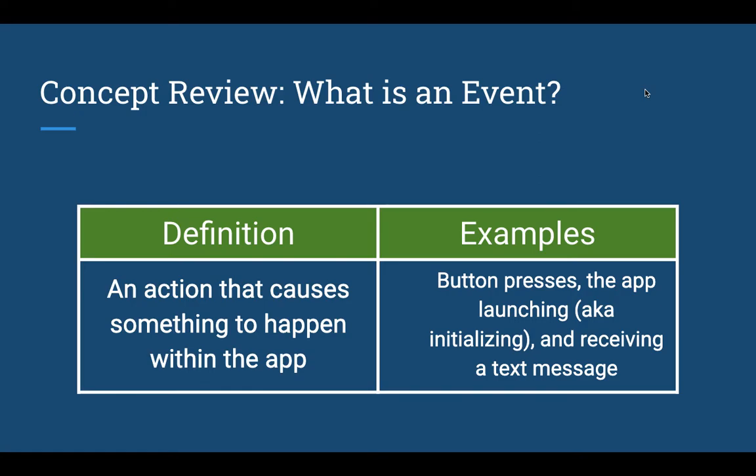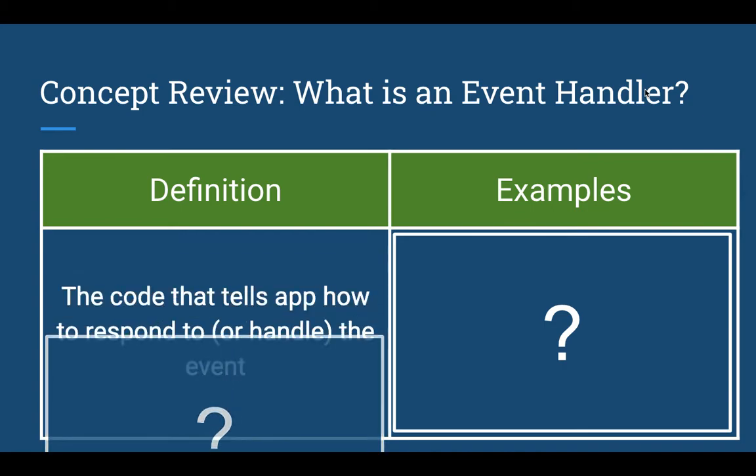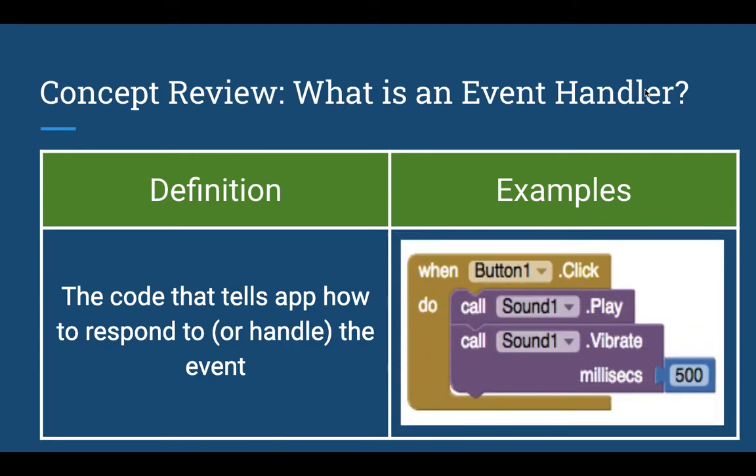There are some app-based events. So the app launches, that's a term we call initializing, or maybe your phone gets a message and that causes a response. So there are events that are not user-generated, but an event generally is anything that happens that causes a response. So an event handler, as has been mentioned, is the code that tells the app how to respond or handle the event. I think a simpler way we put it is the event handler is the event plus the response. So in the example there, you can see when the button is clicked, it plays the sound. So the event is the button clicked, and the response is the sound playing, and all that code together is the event handler.